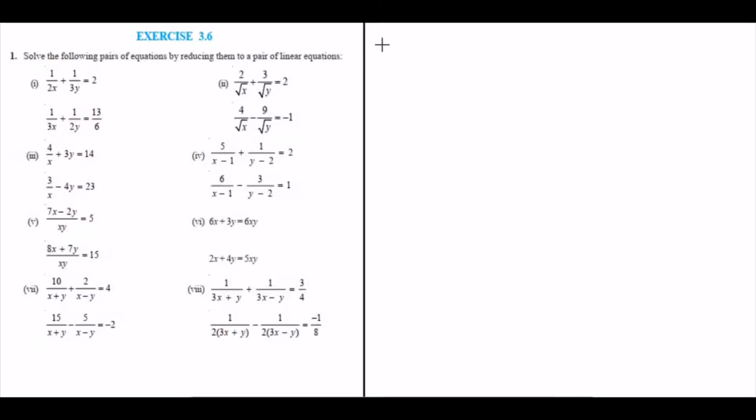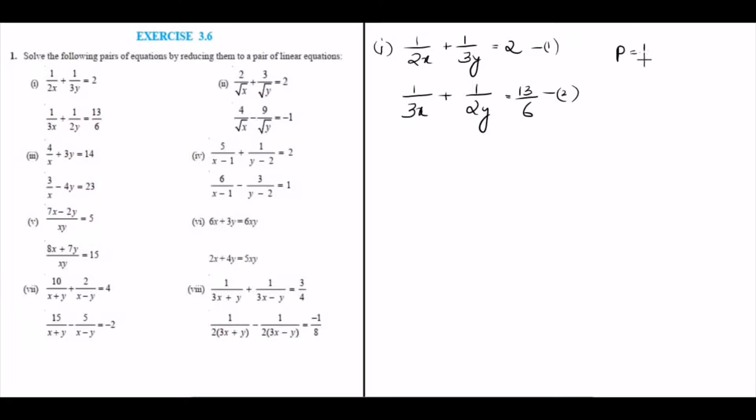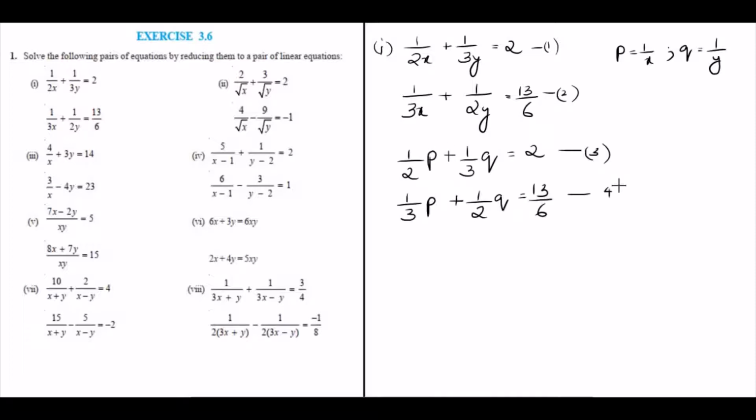So let's take the first question, that is 1 by 2x plus 1 by 3y is equal to 2 and 1 by 3x plus 1 by 2y is equal to 13 by 6. So here these are not linear equations. So when you substitute p for 1 by x and q for 1 by y, you can reduce these equations to a pair of linear equations. Now when you look at these equations, you know it is of the form ax plus by is equal to c. That is, it is a linear equation.